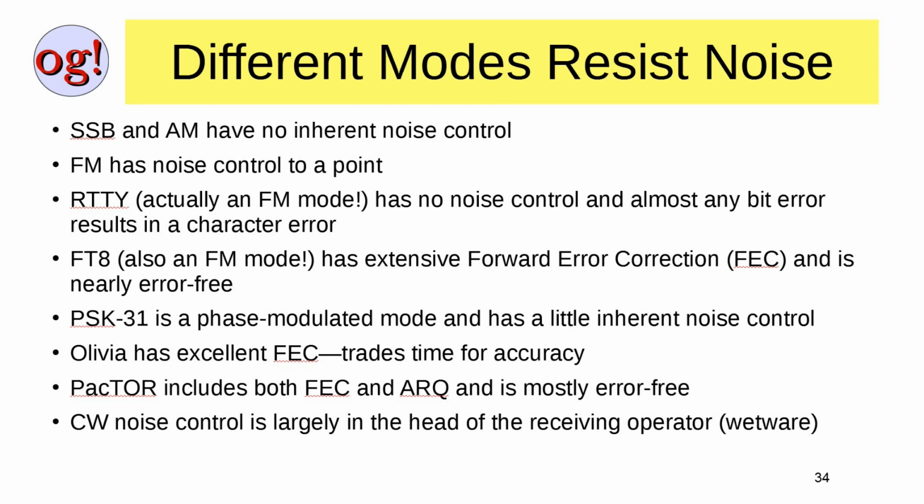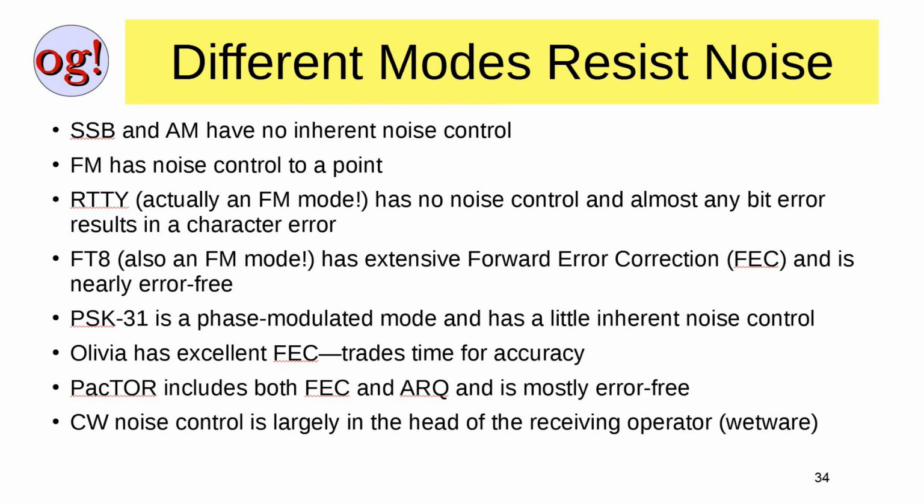PSK31 is a phase modulated mode, and that's somewhat similar to FM, and so it has a little inherent noise control. It's much better than RTTY at getting through in a noisy channel. Olivia is an example of another mode that is like PSK31 that has outstanding forward error correction. It trades time for accuracy. It takes a long time to send. It's freeform text, unlike FT8. It's freeform text and comes through very, very clearly.